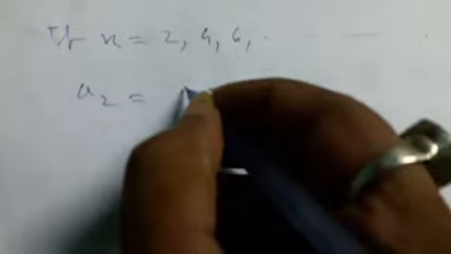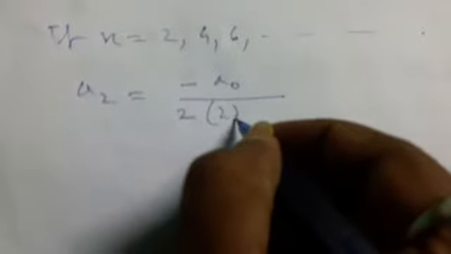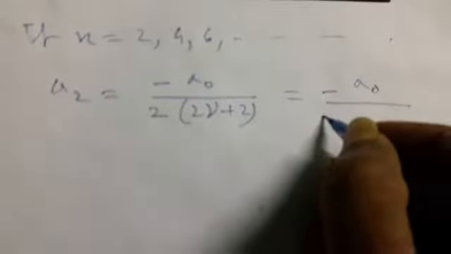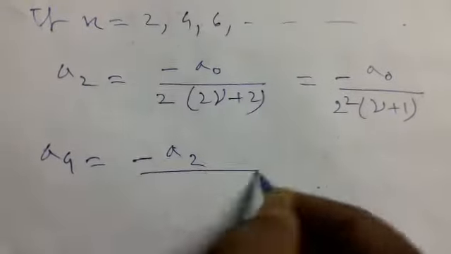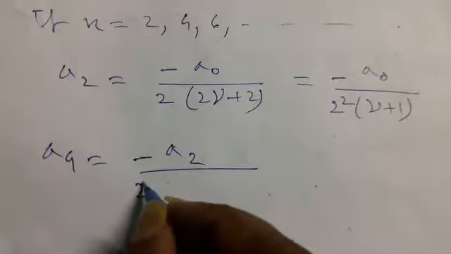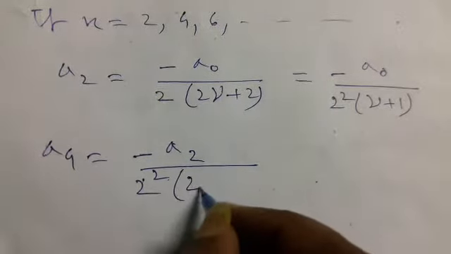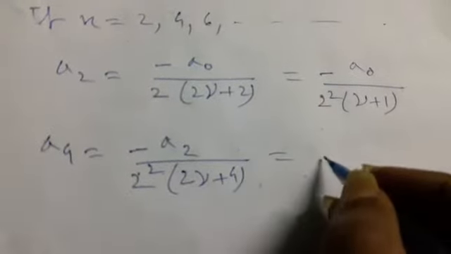If k is equal to 2, 4, 6 and so on, then a2 is equal to minus a0 divided by 2 into (2 gamma plus 2). So that will be minus a0 divided by 2 squared into (gamma plus 1). a4 is equal to minus a2 divided by 2 squared into (2 gamma plus 4). That will be replaced by these terms.